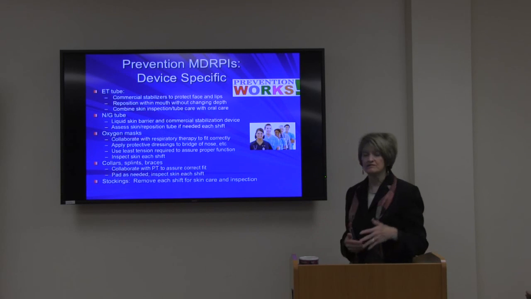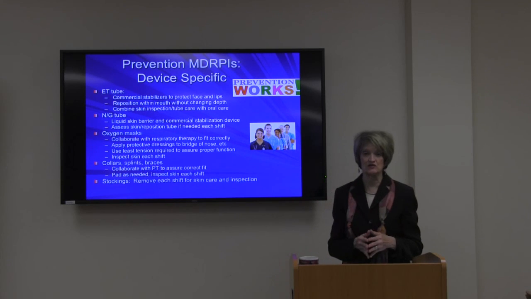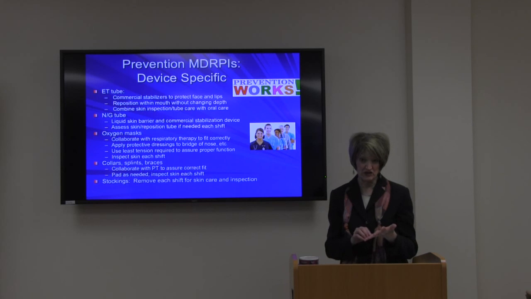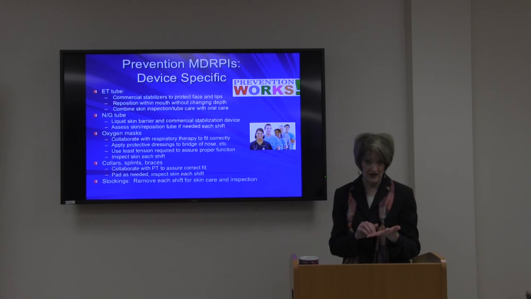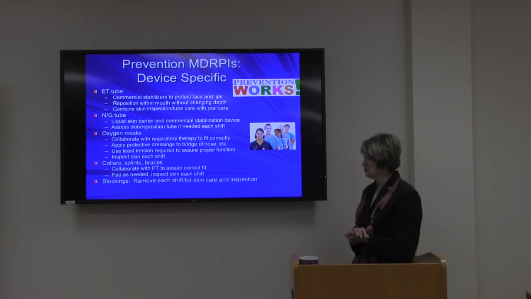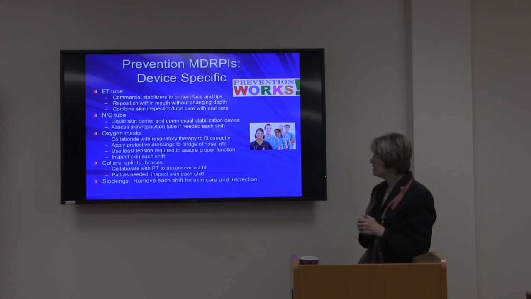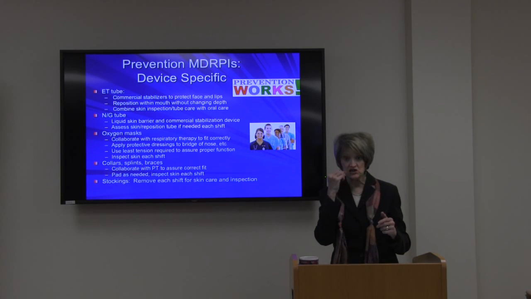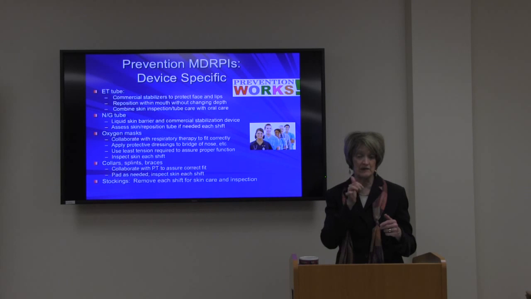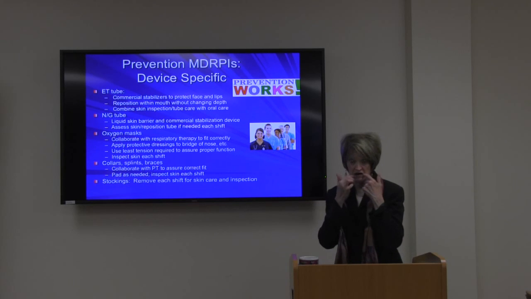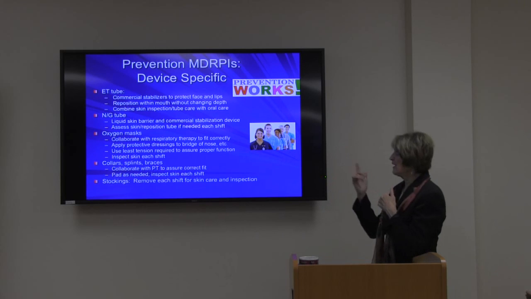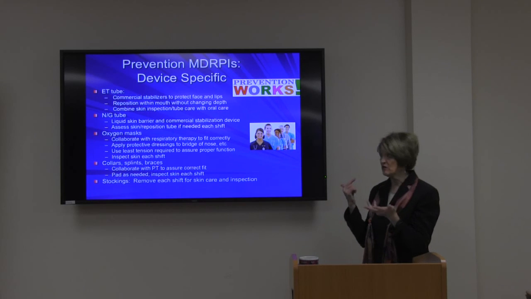And then the last thing, just to bring prevention down to specific tubes, basically prevention involves size correctly, pad when indicated, reposition if possible, and inspect on a routine basis. So ET tubes, commercial stabilizers that protect the face and the lips, you saw those. You can frequently reposition the tube within the mouth without changing the depth of the tube, just to protect the oral mucosa. And then combine skin inspection with oral care.